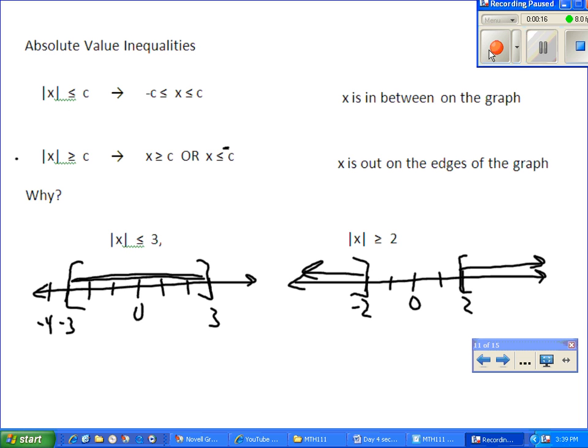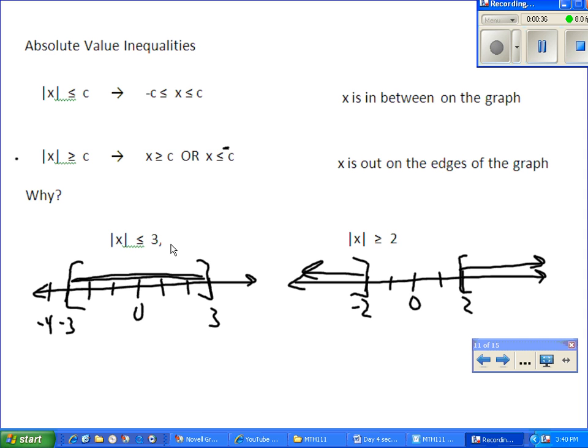to c. Okay, getting back to this. So if the absolute value of x is less than or equal to a constant, that means that the value of x, the variable x, is either smaller than or equal to that constant or larger than or equal to the opposite of that constant, which probably makes no sense. So let's look at an example here.